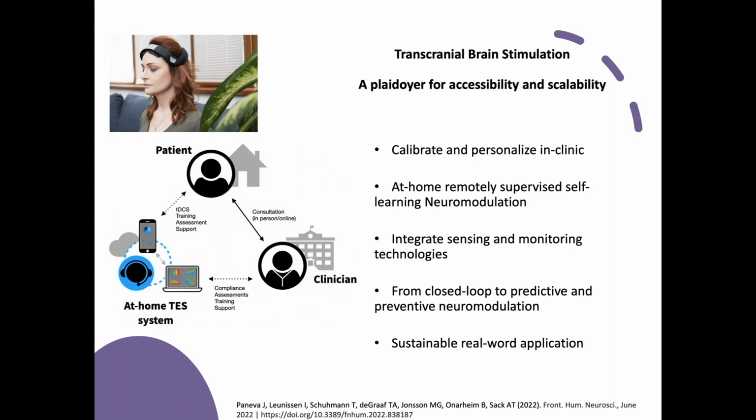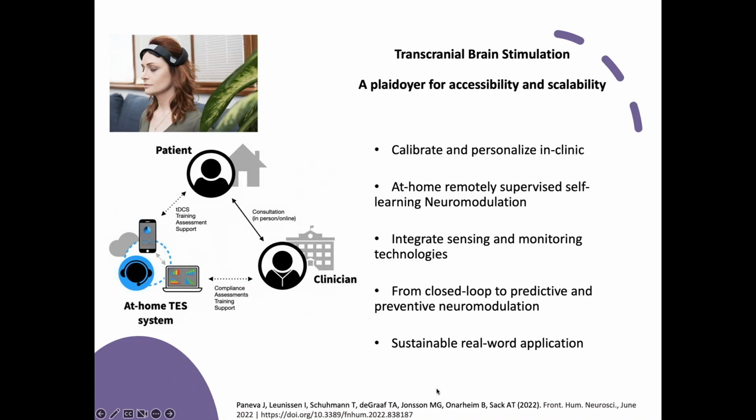So my vision for the future is that we still need the in-clinic TMS and all this complicated technical setup that I showed you to calibrate and personalize the patient's treatment protocol in the clinic. But if we want to have sustained effects, we need a real-world application. This can only be done with remotely supervised neuromodulation at home, maybe even self-learning systems. So you eventually integrate the neuromodulation technology with sensing and monitoring technology to have a closed loop that is self-learning, and at one point even predictive and preventive rather than acutely treating neuromodulation.